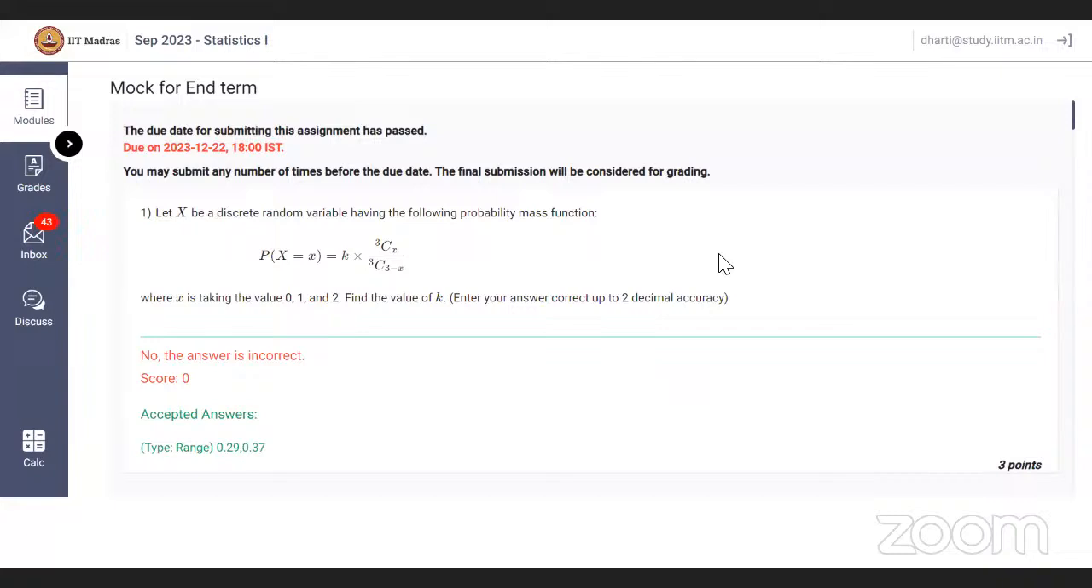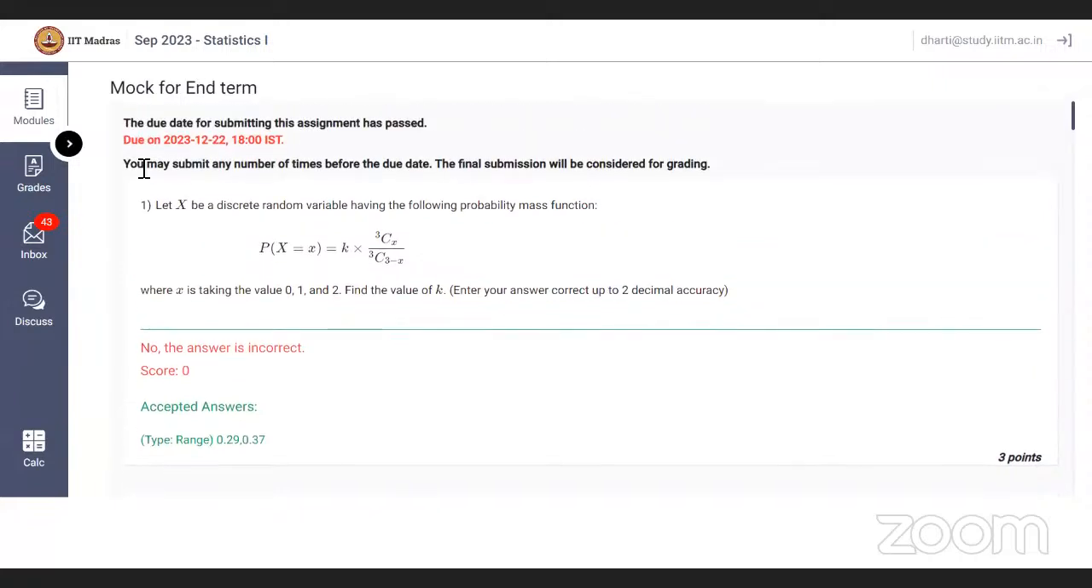Is the screen visible to you guys? Yes, ma'am, it's visible. Okay. So the first question is, we'll go one by one, okay? If there is any doubt, you just tell me, we will discuss that.